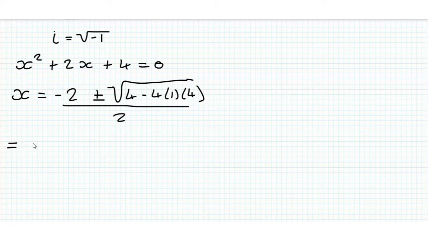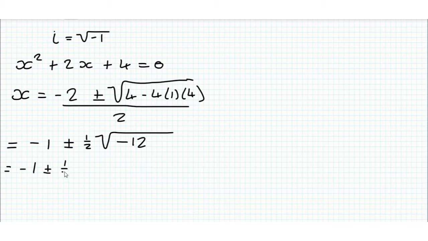Brilliant. So simplifying this a little bit gives -1 plus or minus 1/2 root of 4 minus 16, so that's -12. So we have a negative number inside the square root here, so we're going to use this imaginary unit. First of all, we're going to take that out, so we're going to do -1 plus or minus 1/2 root of 12 times root of -1, and by our surd rules, we can do that.